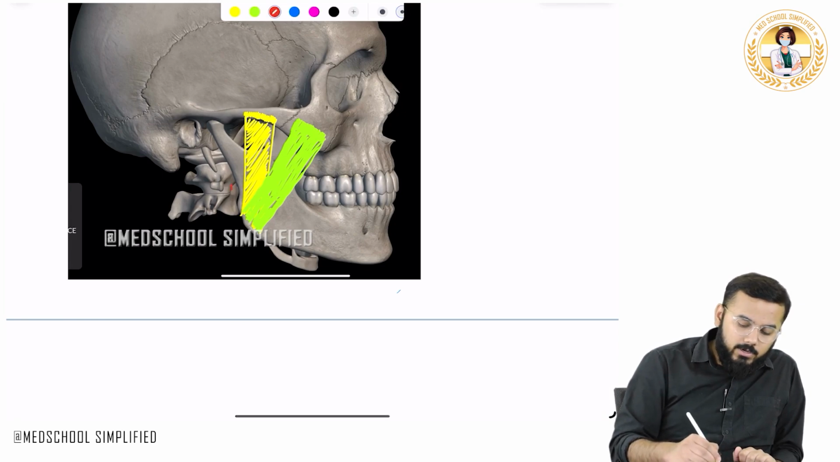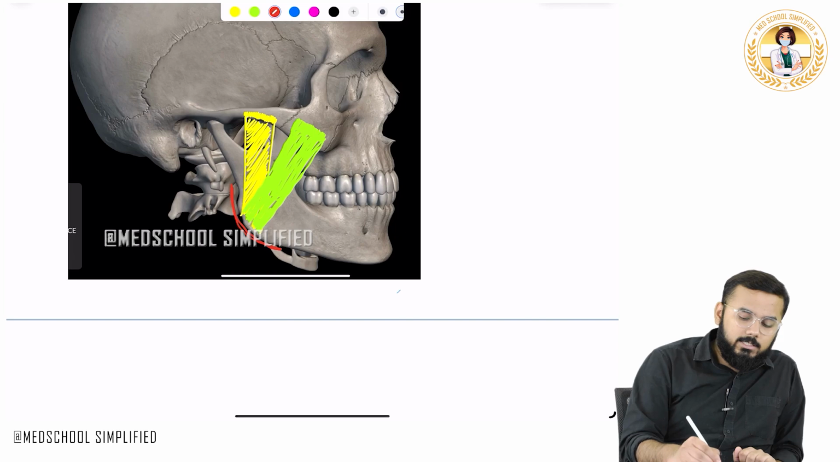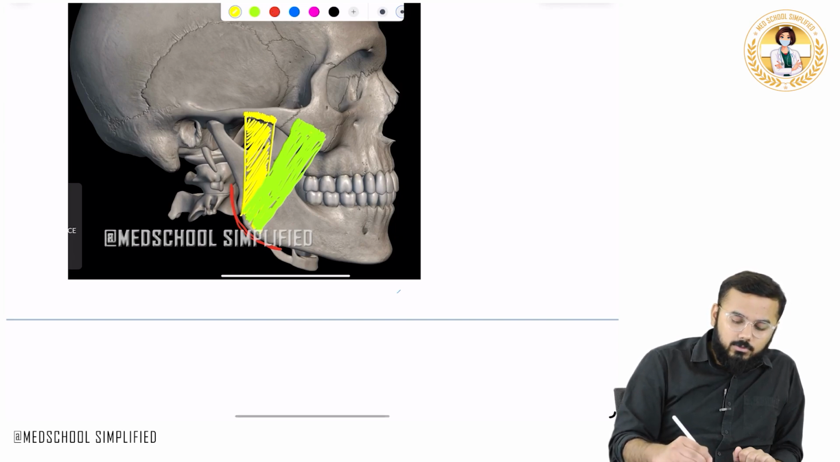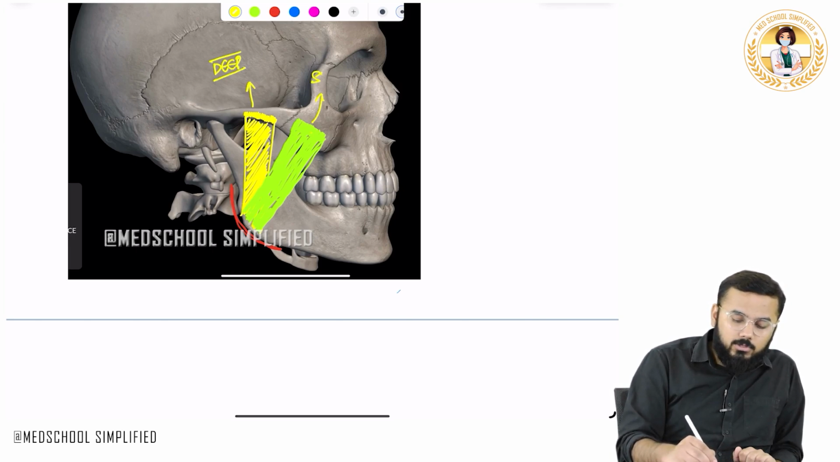What is this single point over here? That is the angle of your mandible. So let us name all these things. This particular part over here is called the deep part, and this is called your superficial part.